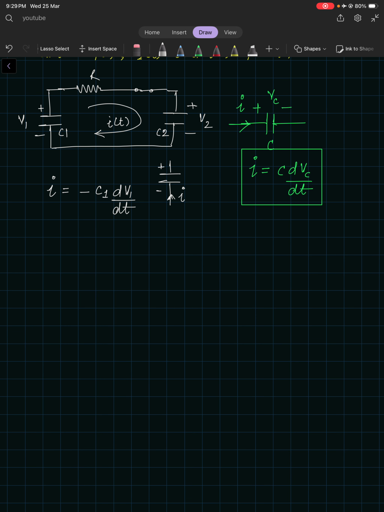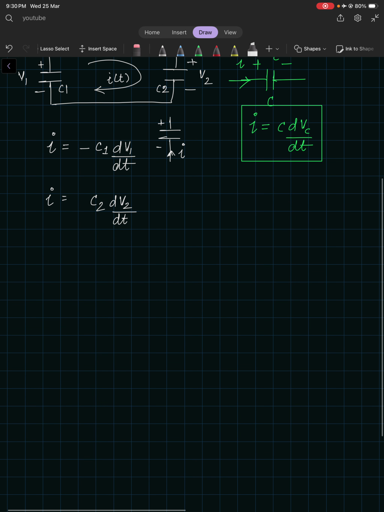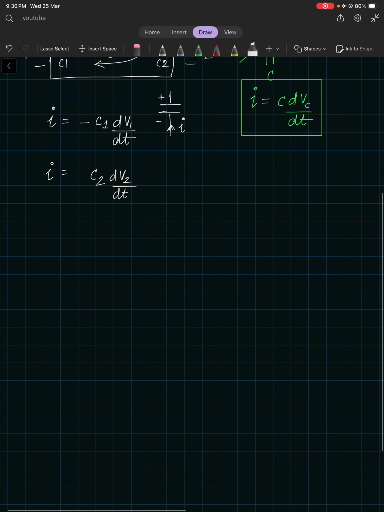And for the V2 and I relation, it will be a direct relation, I equal to C dV2 by dt, because this current is coming this way, going into the positive terminal. So for I and V2, it is a straightforward equation. Okay, fine. Let's take this as equation number 1.